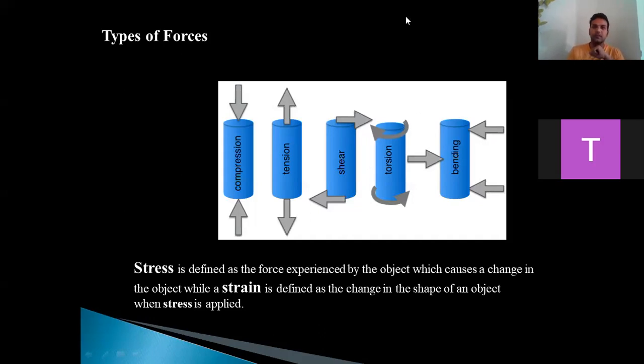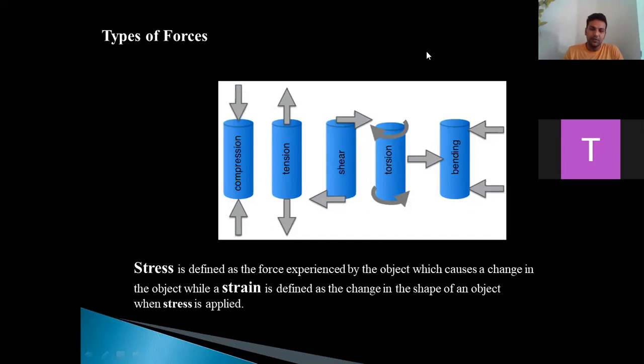Compression. Here you can see when the rock strata is compressed from both sides, meaning when the force is applied in a manner to compress a rock, then in that case the force can be termed a compressional force, and the result is the compression of that object or the rock strata.